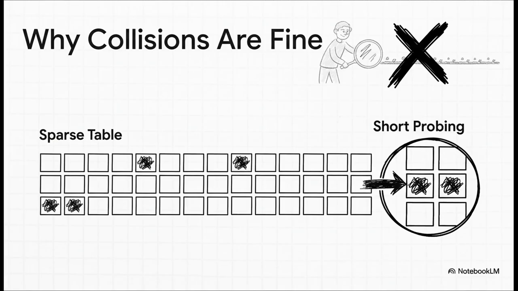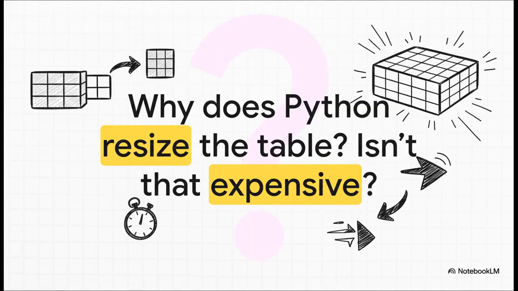It intentionally keeps the hash table sparse, which is just a fancy way of saying it leaves a lot of the buckets empty on purpose. This makes the chance of a collision happening in the first place way, way lower. And when one does happen, Python just checks the next available spot in a predictable way. This is called probing, and since the table is so sparse, you almost never have to check more than 1 or 2 extra spots. Okay, so that leads to the next logical question.